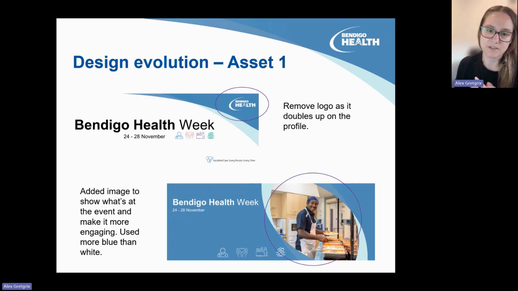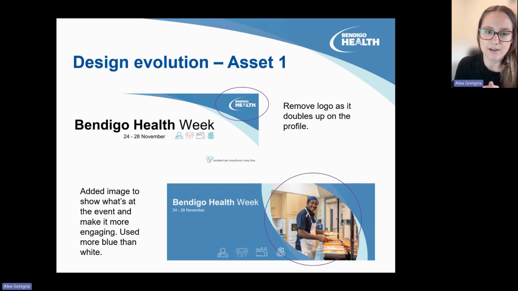So when I was going through the first design, I got feedback from my mentor who said, because it's sitting on the Facebook page, it already has the logo as the profile picture. So I didn't have to have also the logo in the design because it would double up. There was also not a lot of room. A lot of white was quite boring.